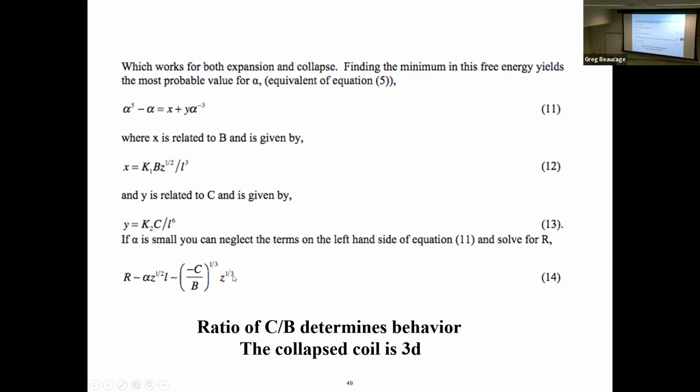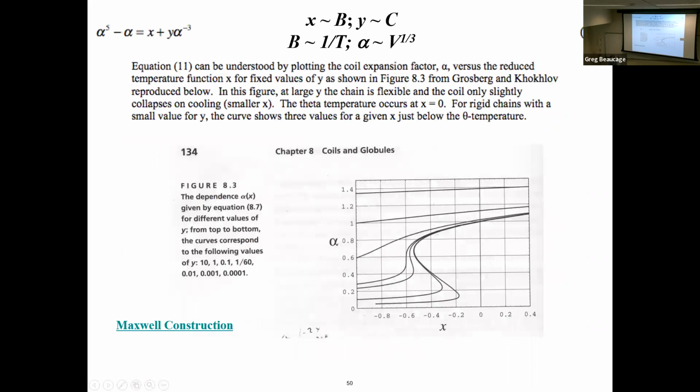And the Z is 1/3 from that. So it tells you that the coil size is going to be 1/3, means it's 3-dimensional. That part works out from his little thing. And then you get to this.